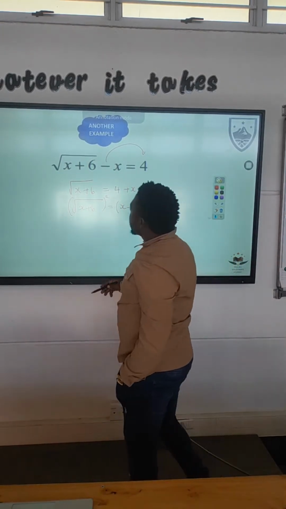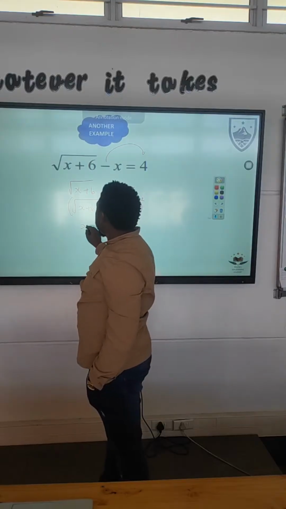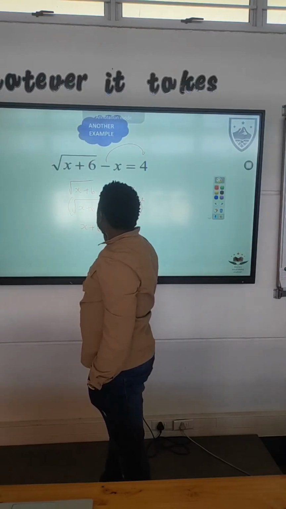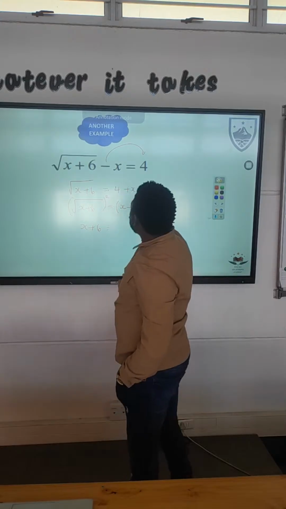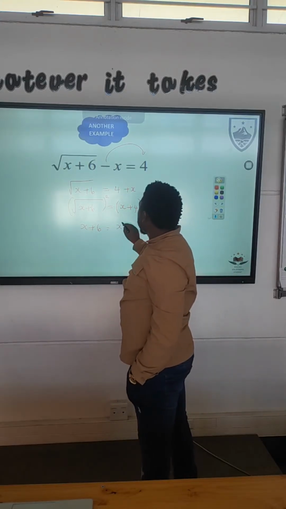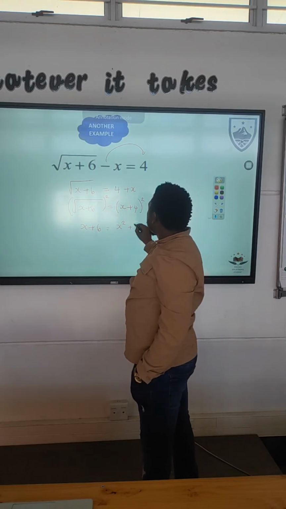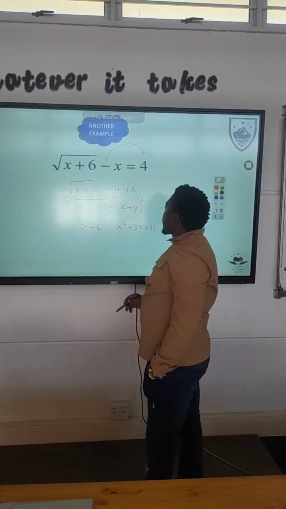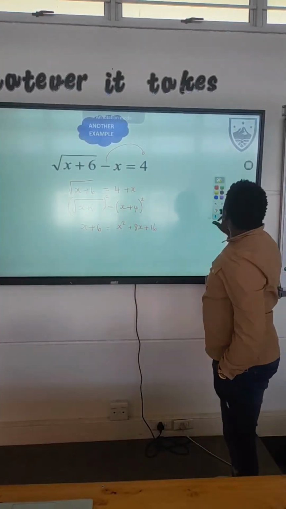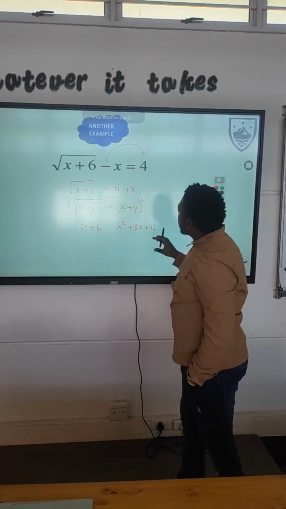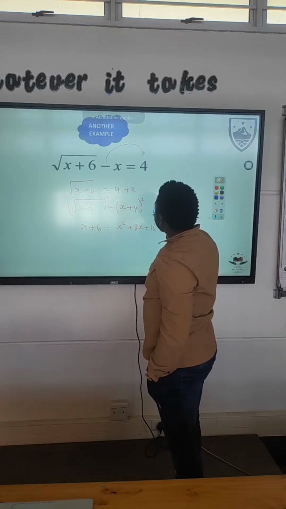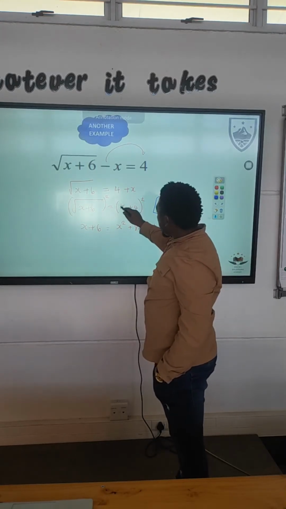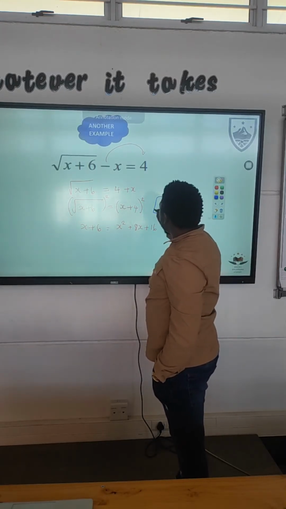Squaring both sides, we'll remove the square root on the right, and on the left-hand side we have x plus 6. And then this side we'll have x squared plus 8x plus 16. Remember what I said last time? I said if you have a square and you want to expand this very quickly, you square the first term, which will give us x squared.